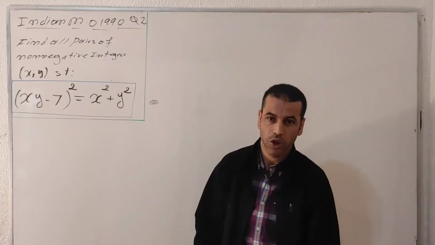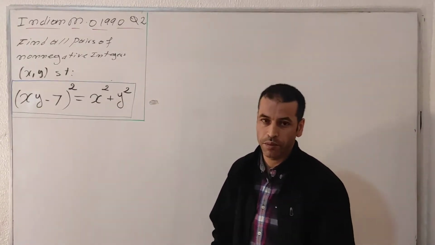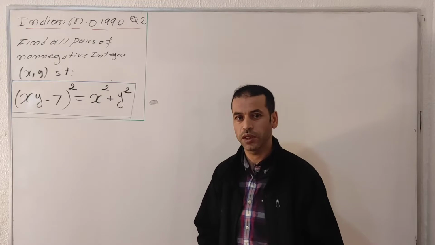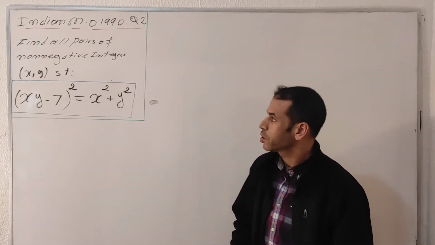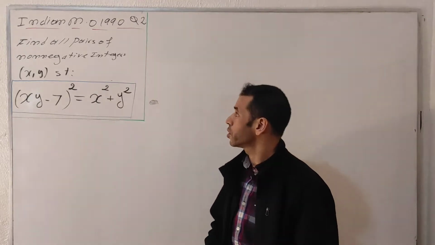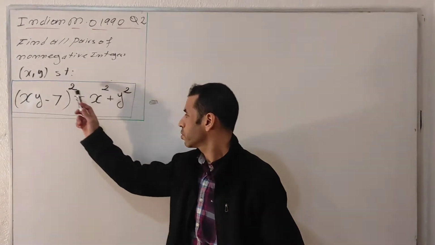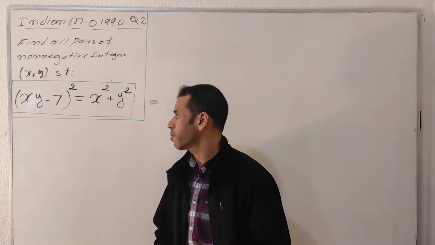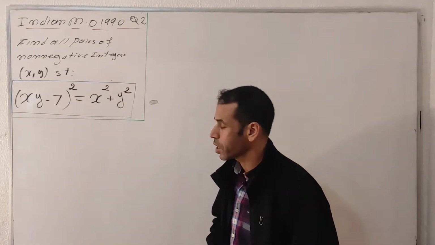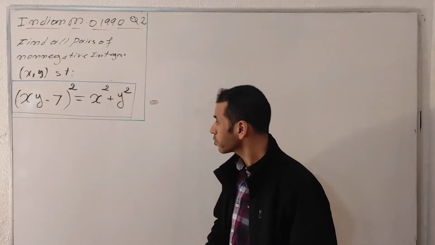Today's video, I would like to introduce you a very nice problem of Indian Mathematical Olympiad, edition 1990, question number 2. Here is the following information. Find all pairs of non-negative integers x, y such that we have this following equation: (xy - 7)^2 equals x^2 + y^2.